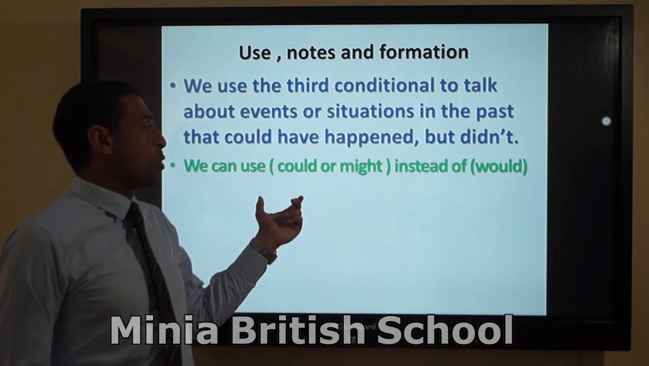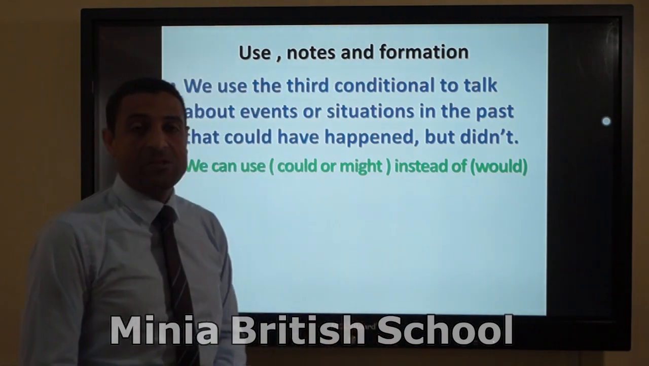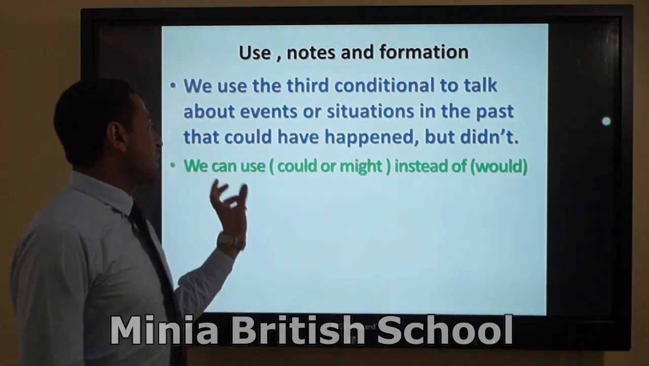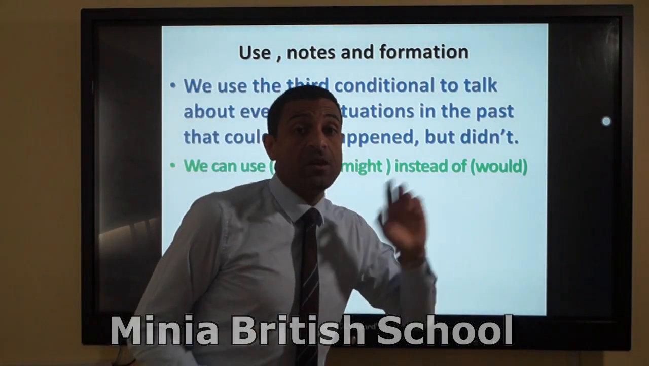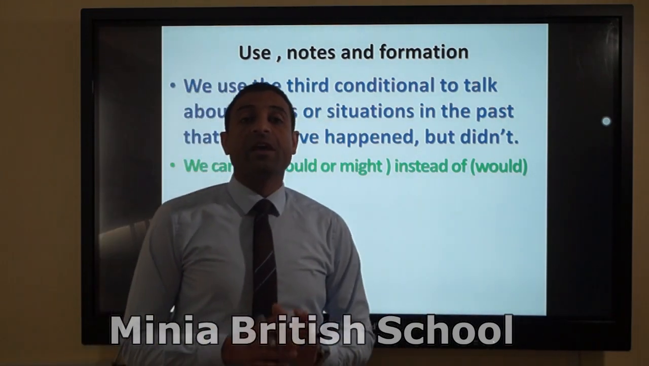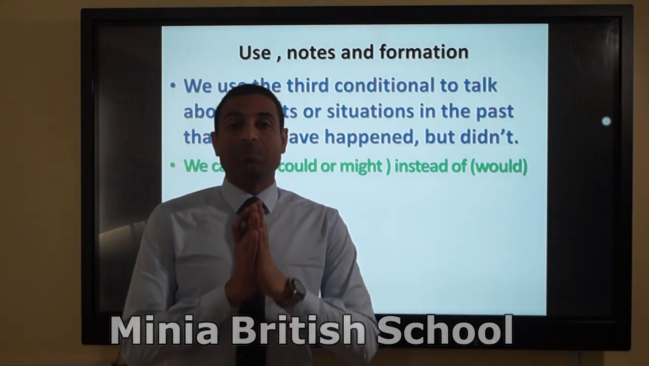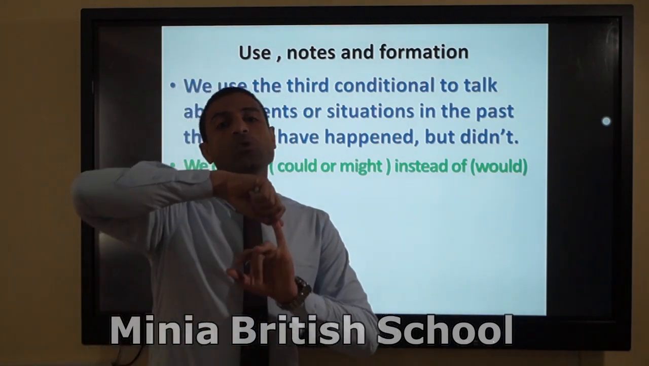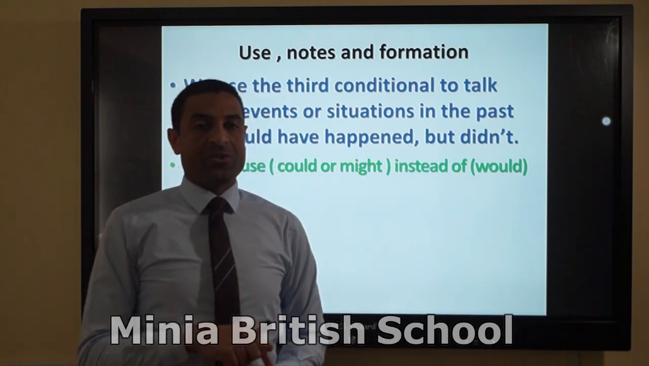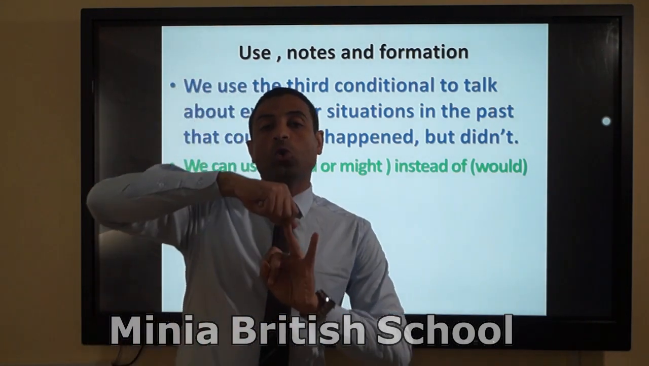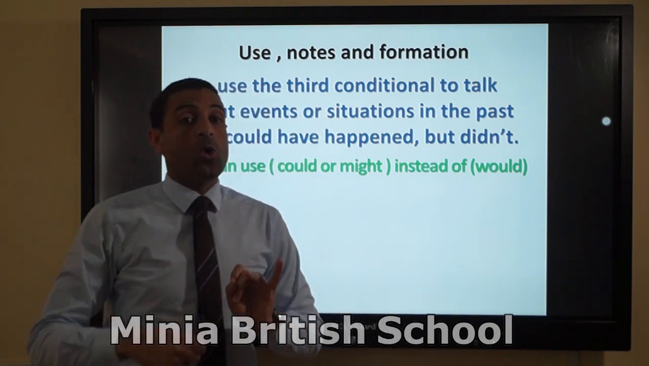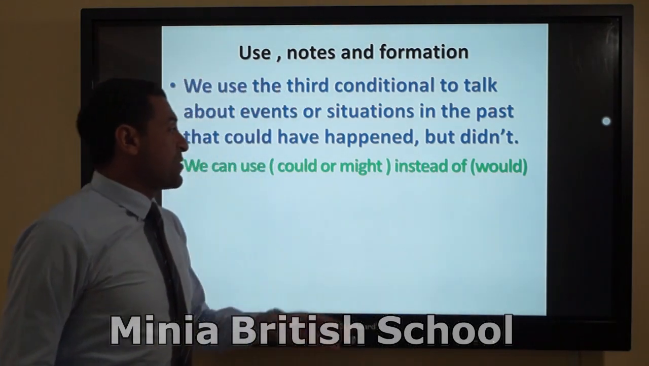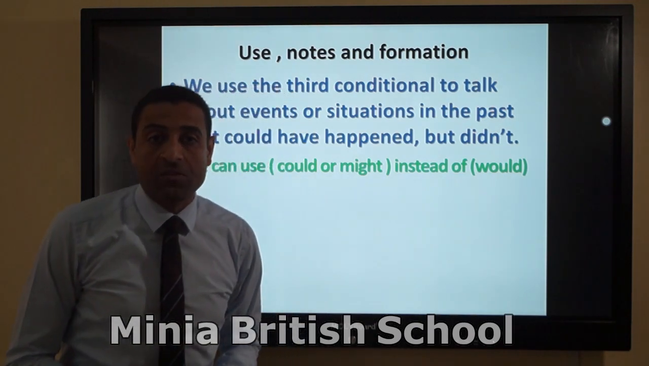So here, what about the form? What about the notes? We can use could or might instead of would. So I can tell you, if I had played well, I would have won the race, or I could have won, or I might have won. So here, there is no difference when we use could or might instead of would.